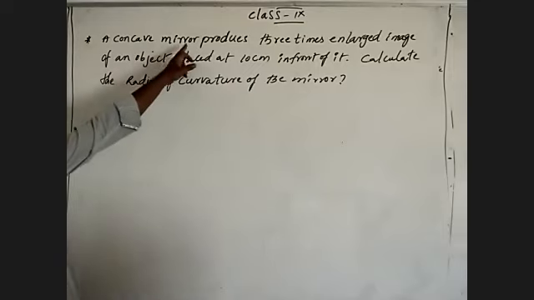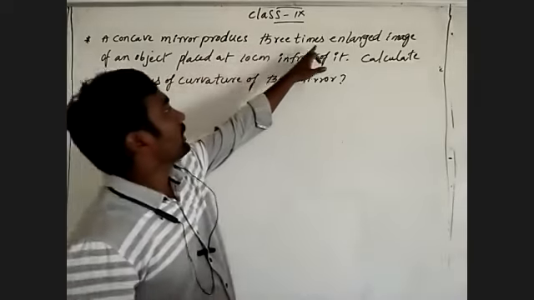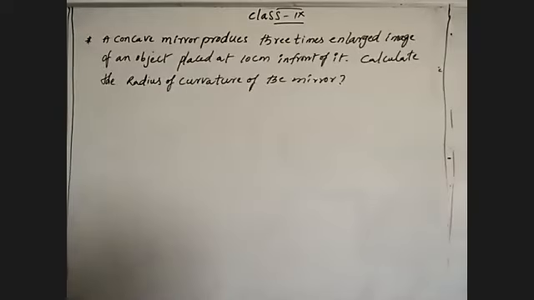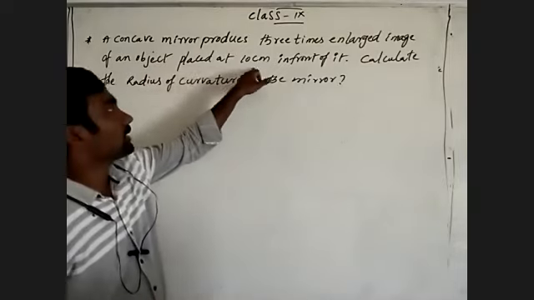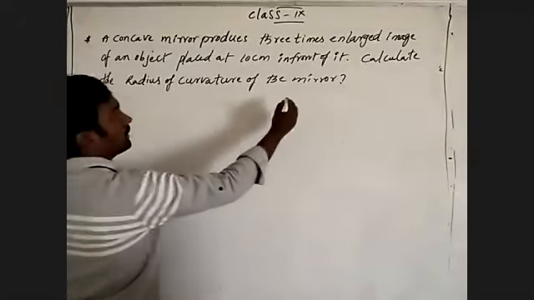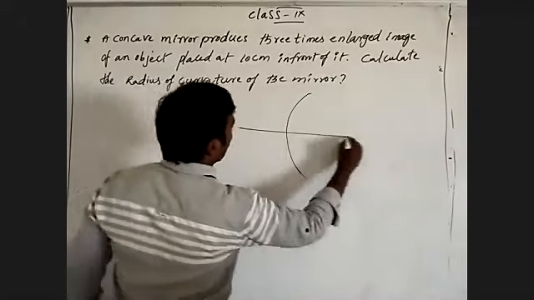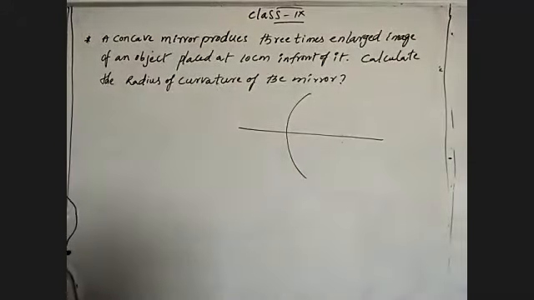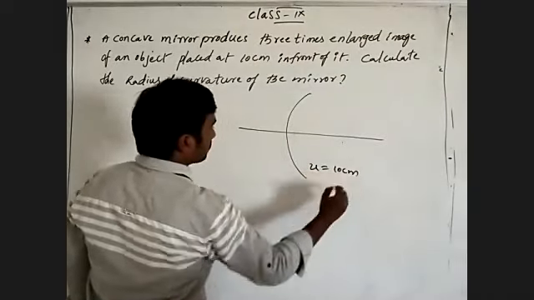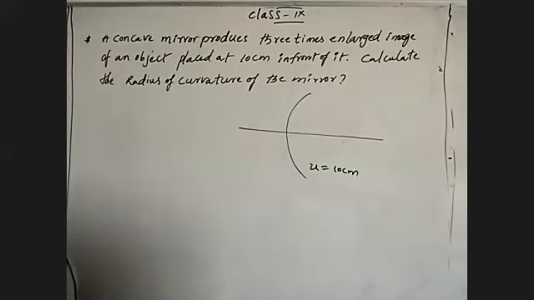A concave mirror produces three times enlarged image of an object placed at 10 centimeter in front of it. They are giving a concave mirror. Okay. The object is placed at 10 centimeter.